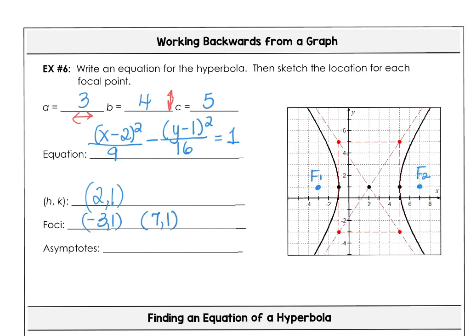And then our asymptotes, let's count the slope. So we've got a rise of 4 and a run of 3. So our slope value is 4/3 this way and -4/3 this way. So taking the y expression, y minus 1 equals plus or minus 4/3 times the quantity x minus 2. So we've worked backwards and put all of the important information together about this hyperbola based on things that we know in the behavior of the graph.